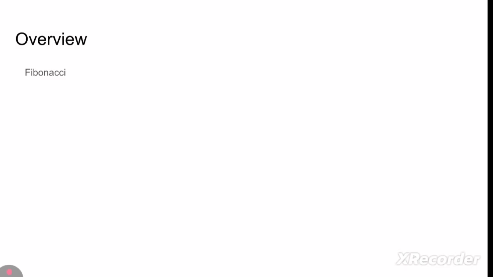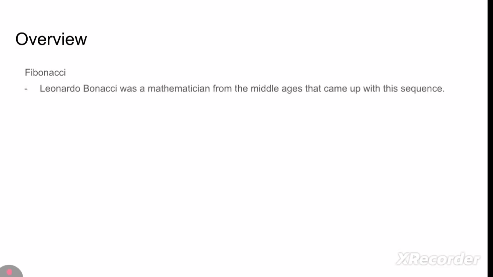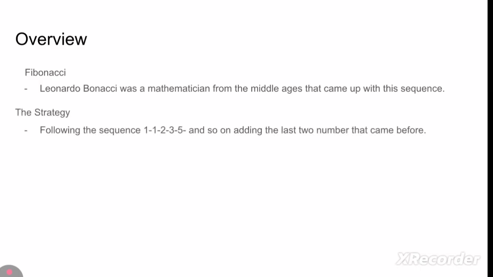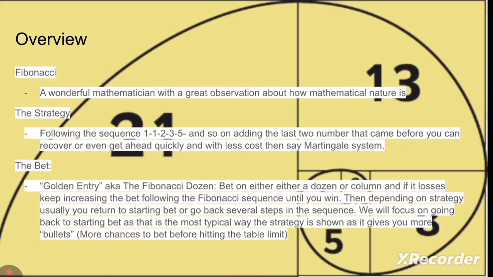So the overview. This is coming from the Fibonacci strategy. This is his real name, Leonardo Bassi. Sorry if I butchered that name. He was a mathematician back in the Middle Ages that came up with this sequence. The strategy involves us betting following this sequence, 1, 1, 2, 3, 5, and so on, each time adding the last two numbers. So the next number in the sequence would be an 8, adding the 3 and the 5.